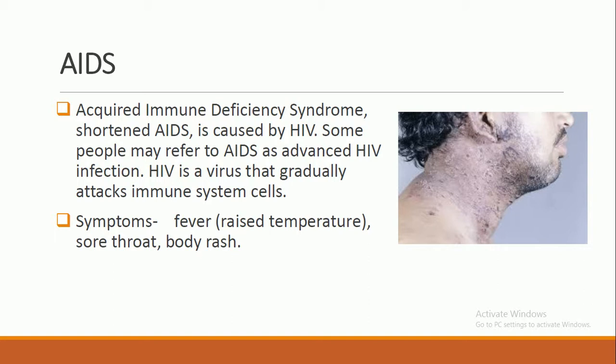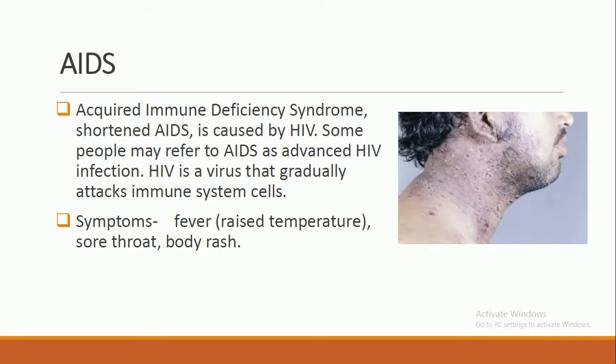Some people may refer to AIDS as advanced HIV infection. HIV is a virus that gradually attacks immune system cells. As HIV progressively damages these cells, the body becomes more vulnerable to infections, which it will have difficulty in fighting off. It is at the point of very advanced HIV infection that a person is said to have AIDS.